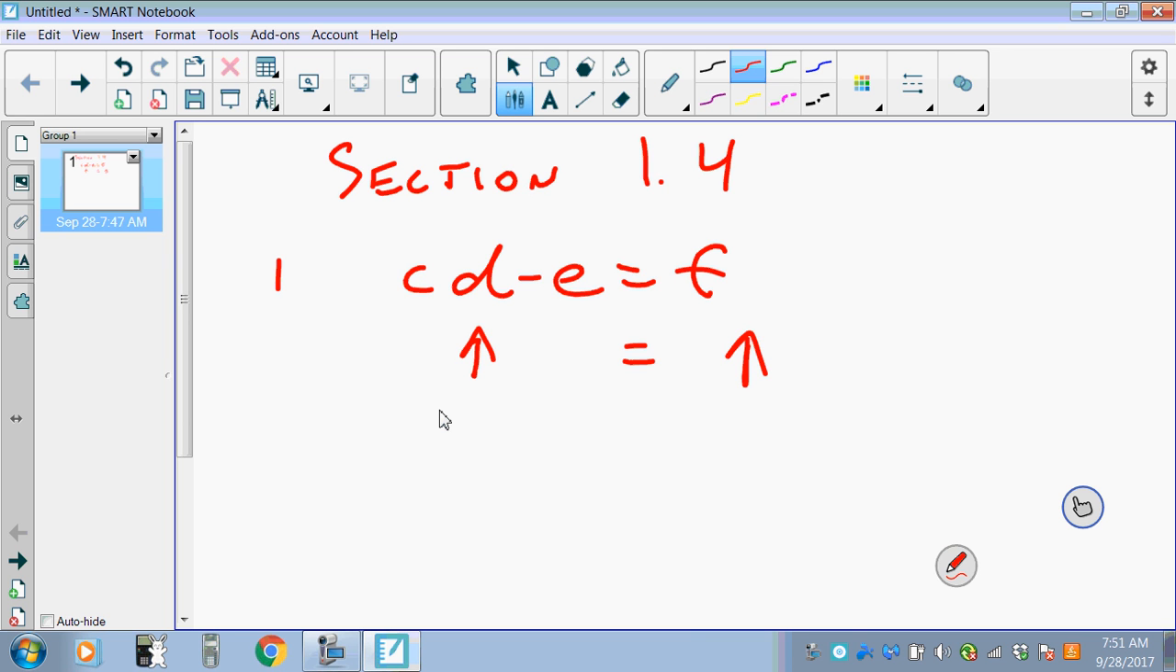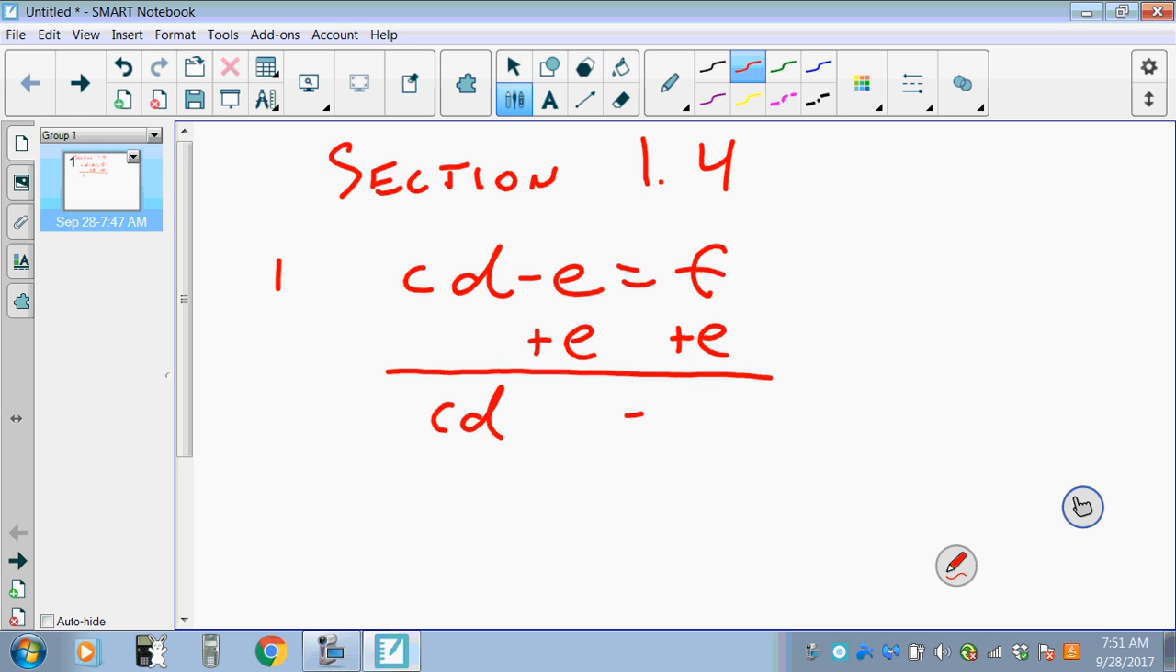Remember, it doesn't matter which side of the equal sign you go with, but in this case, it's pretty straightforward. We're going to move the E and the C over here. Try and do your addition elements first. We're going to add E to both sides. So CD equals F plus E.